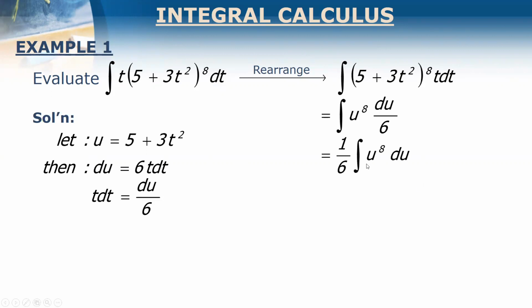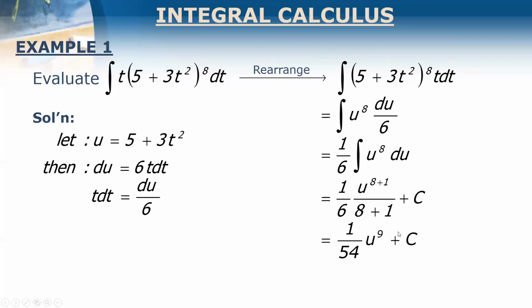And from this, standard form naman, power rule, ba? Pero lahat ng variable, u. So you integrate u raised to 8. Add power by 1 and then divide the term by the new power. So ang result equals 9 times 6 is 54.